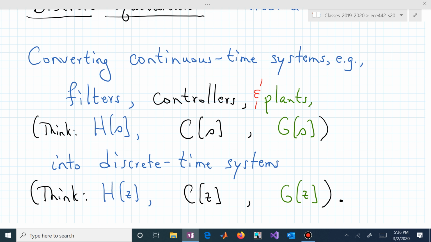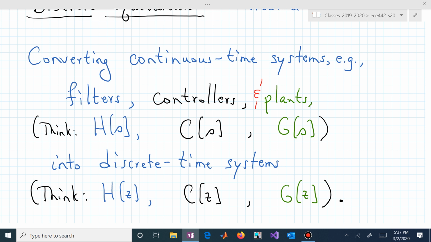Think low-pass filter. How do I make a discrete time transfer function if I now know what my continuous time transfer function looks like? What if I have an analog controller or a continuous time controller called capital C of S, and now my boss, she wants me to put this on a computer. She needs a discrete controller. Can you now produce a C of Z, a discrete equivalent to the C of S? How do you go between these different domains?